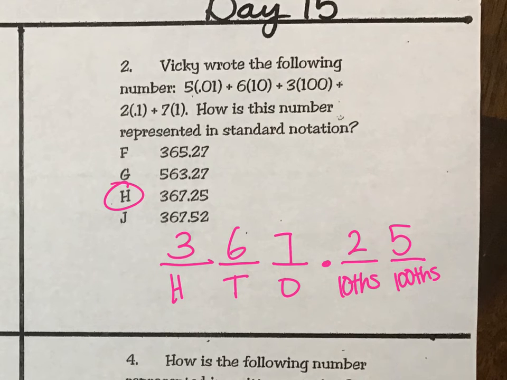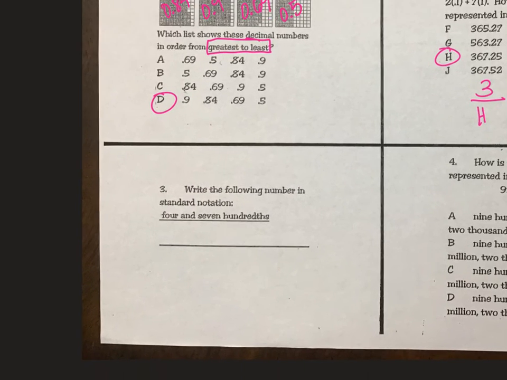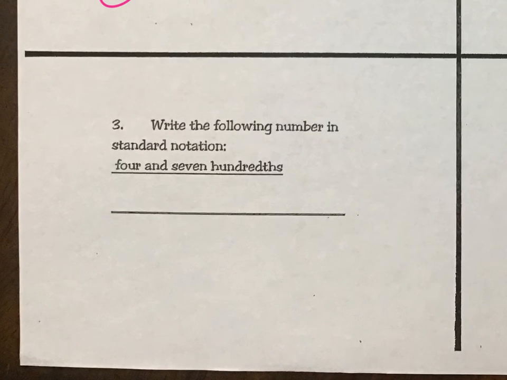Very good. All right. Let's go look at number 3. Write the following number in standard notation. Standard notation means just the number, right? Okay, so if we're doing standard notation, you write it how you say it, 4 and 7 hundredths. Okay, 7 hundredths. That means there's a 0 in the tenths place.